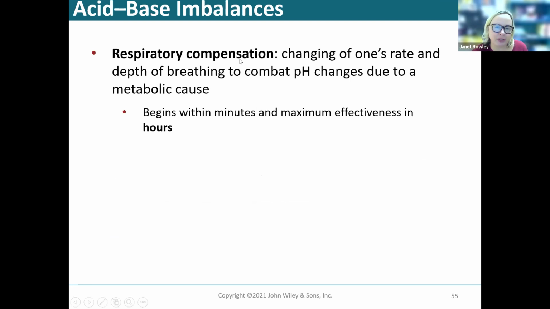So we can have respiratory compensation. So we have a problem with the pH of the blood, and our body can change the rate and the depth of breathing to combat the pH changes due to some sort of metabolic cause. So if there is a problem in the pH due to a respiratory cause, you're not going to have respiratory compensation. You're going to have metabolic compensation, which we'll get to. But if there's a metabolic cause for the change in pH, then our body responds in some sort of respiratory change. So this begins within minutes with a maximum effectiveness within hours.